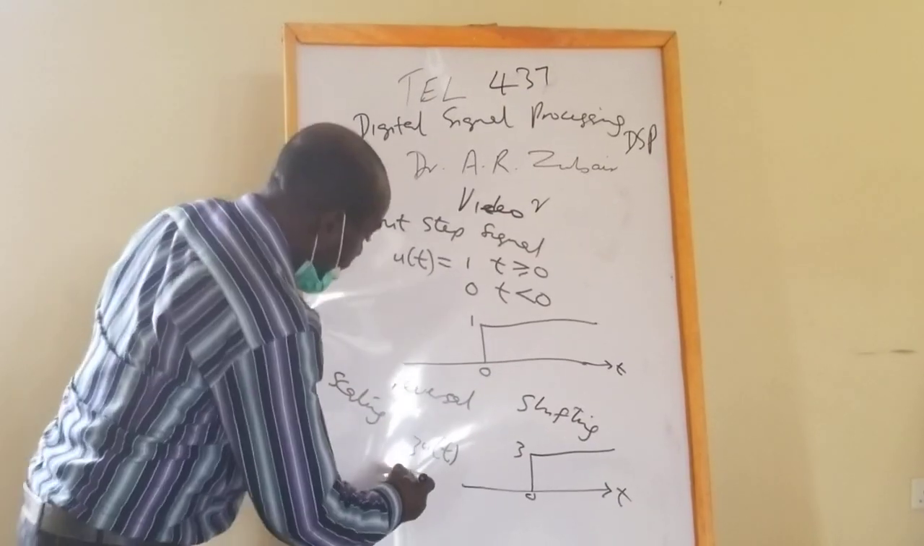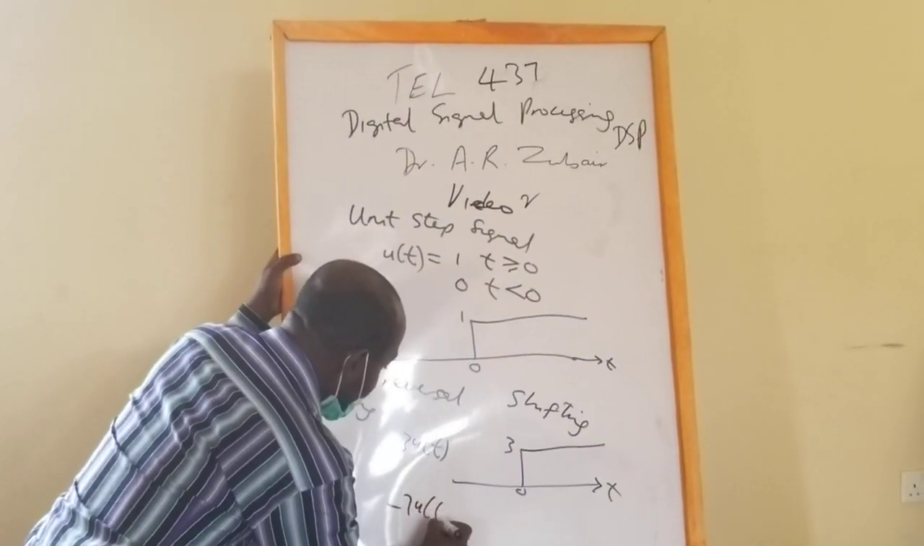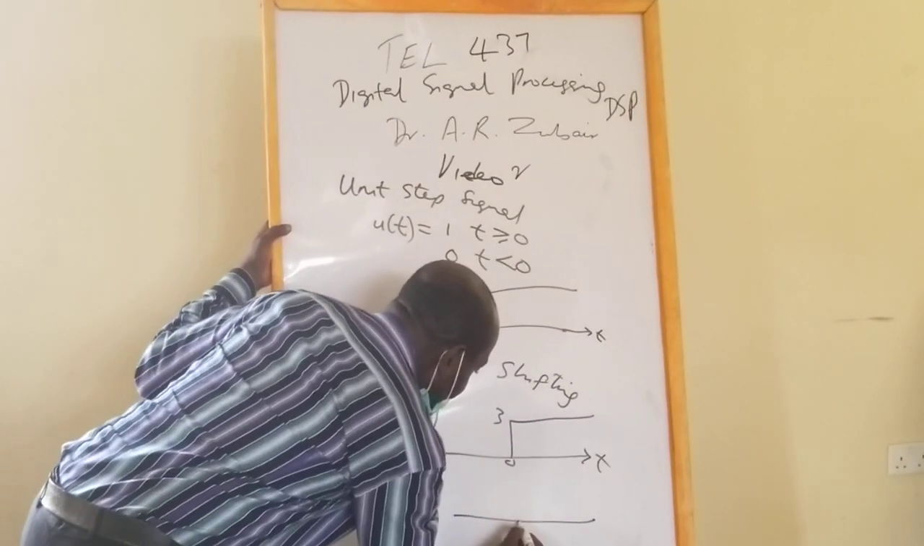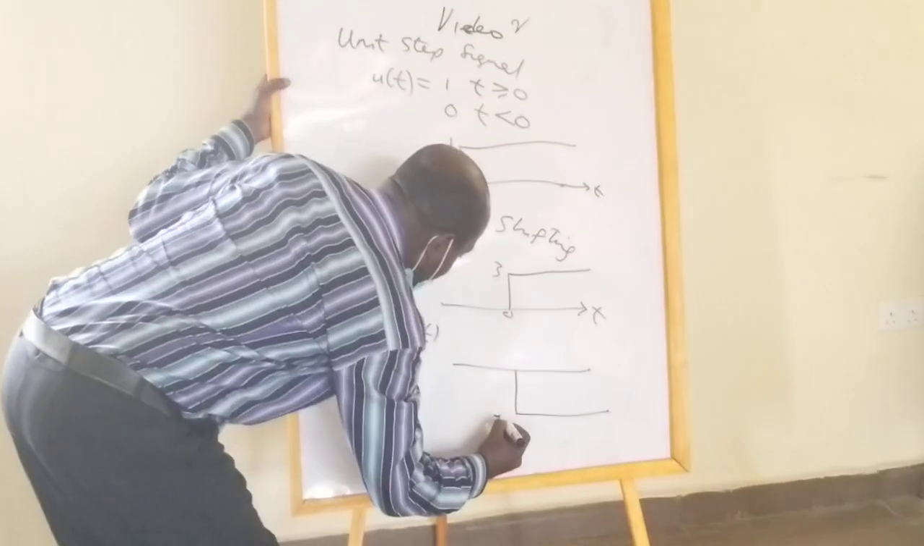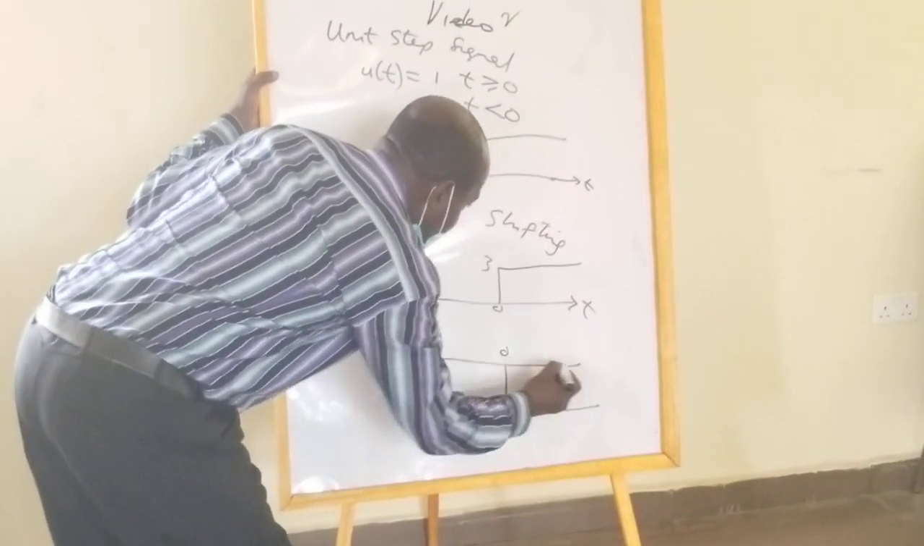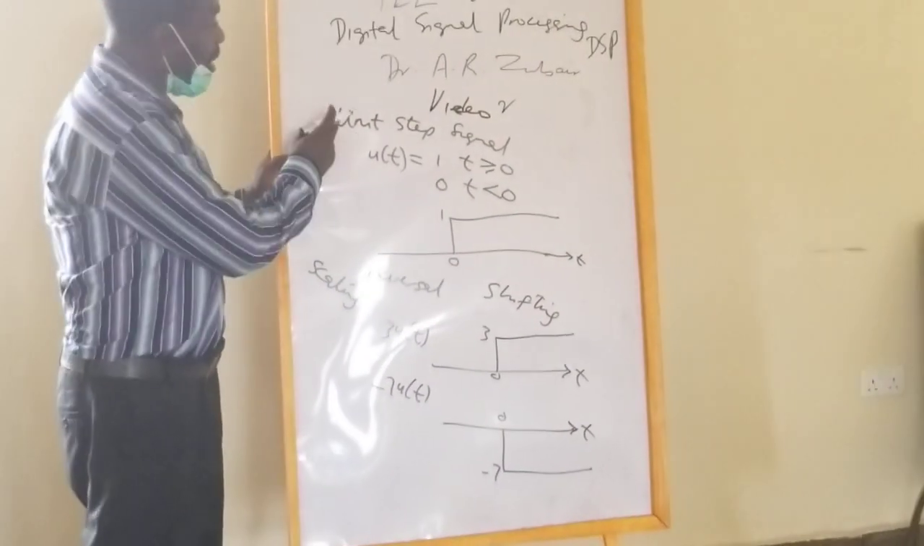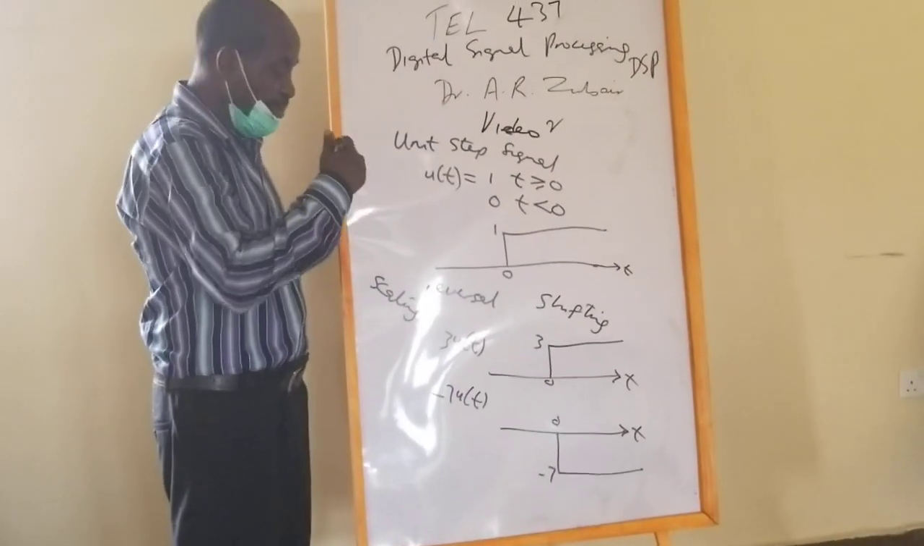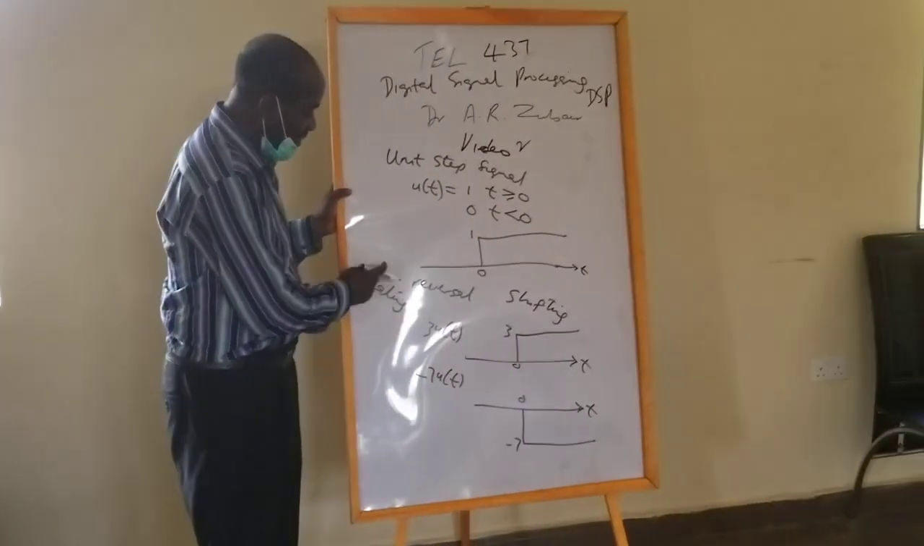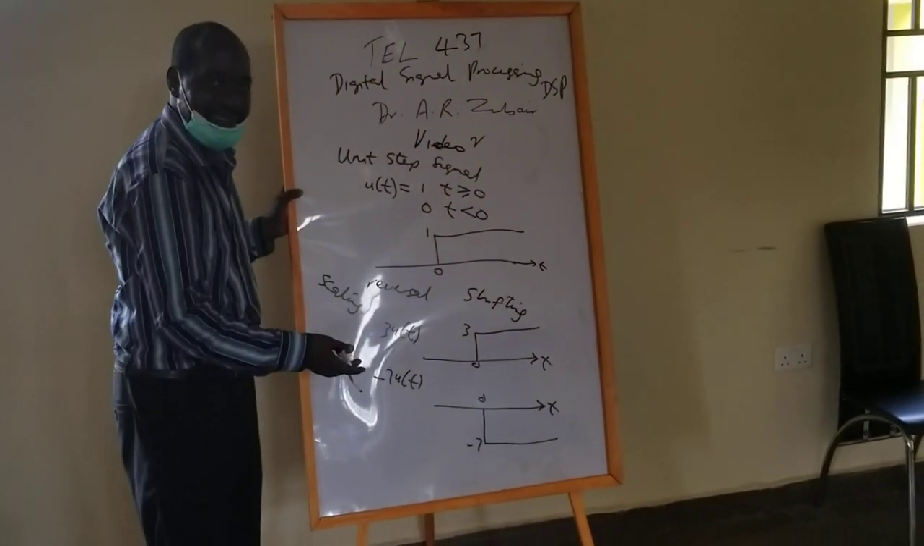If I give you minus 7u of t, in this case, it will go down, isn't it? The height is going to be minus 7. This is 0, that is t. But when it is u of t, it is up, isn't it? When you put minus in front, so whatever you put in front can scale it.